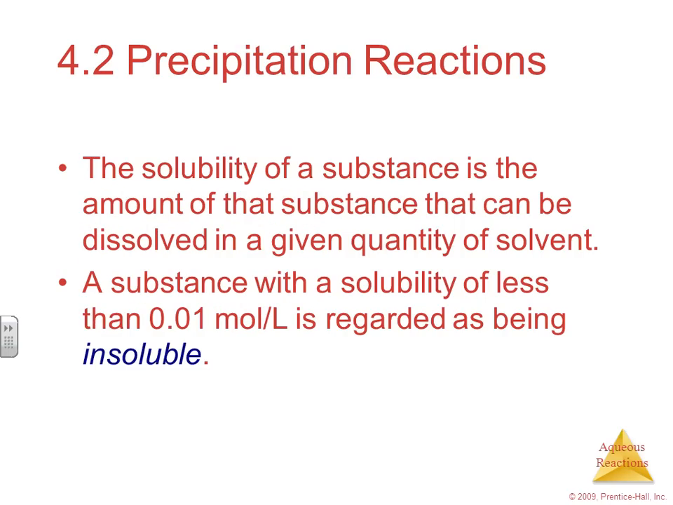Now, the solubility of a substance is the amount of substance that can be dissolved in a given quantity of solvent. A substance with a solubility of less than 0.01 is considered insoluble. So when we say something is insoluble, most people think that means it doesn't dissolve at all. No, it means it dissolves to lower than a 0.01 mole per liter amount. Most everything has some solubility. It's just in many cases incredibly low. But technically anything that's under 0.01 molar would be considered insoluble.